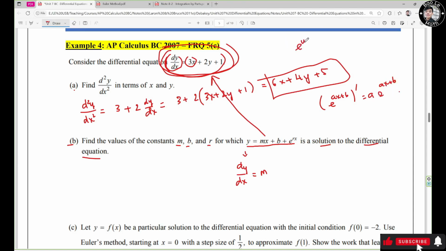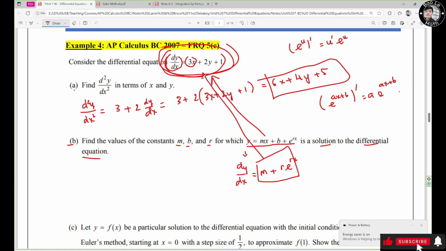Remember, you have e raised to the u, it's going to be u prime times e raised to the u. It's going to be like right here. So this guy turns out to be r times e raised to the rs. Now I substitute m plus this one right here for dy over ds back into this equation right here.